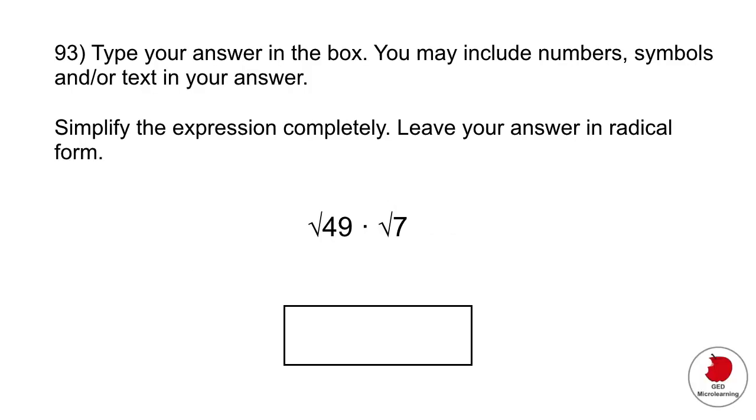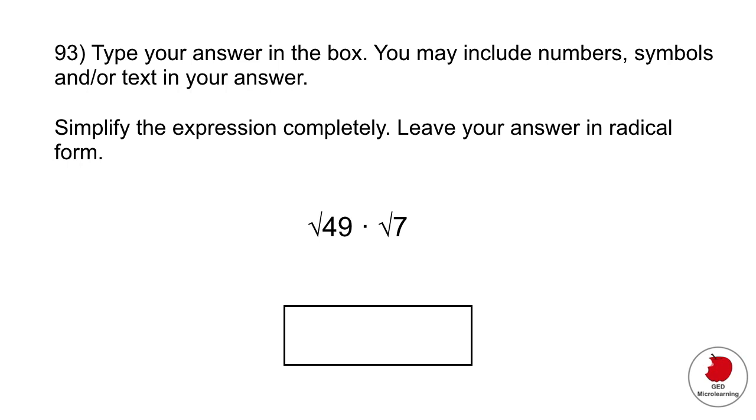All right, so once again, remember that in the GED you will have multiple choice questions, and then sometimes you also have these fill in the blank questions, which are a little bit harder because you can't guess, but you do have to prepare for them because they also have a higher weight in terms of how much they count. All right, so it says, type your answer in the box. You may include numbers, symbols, and or text in your answer. Simplify the expression completely. Leave your answer in radical form.